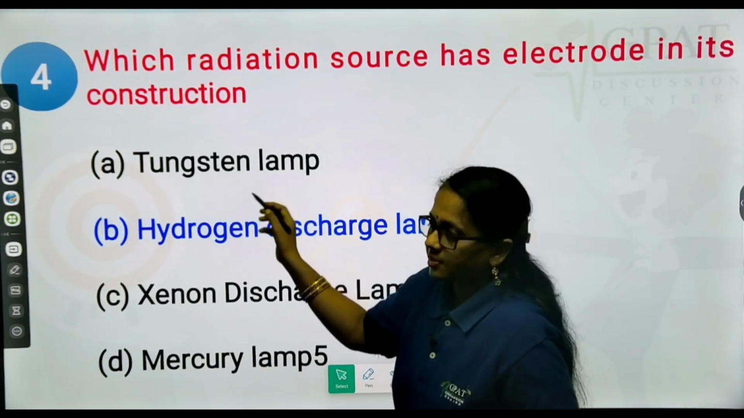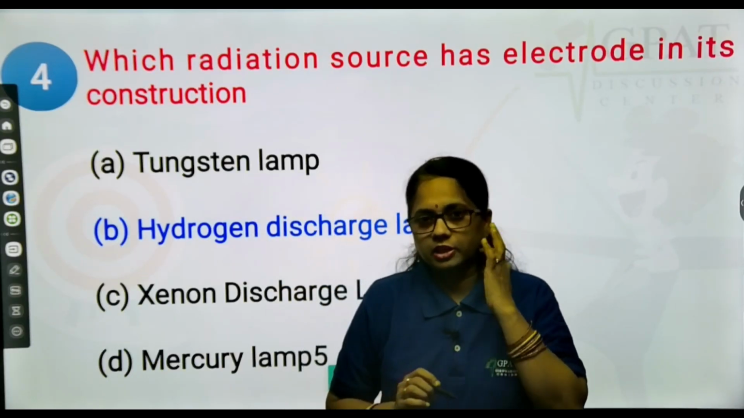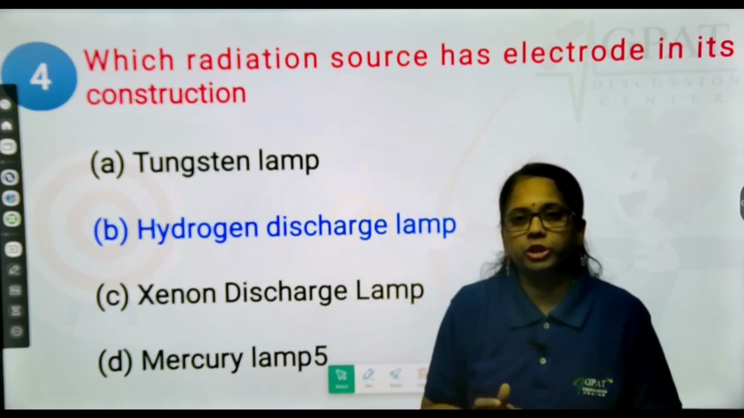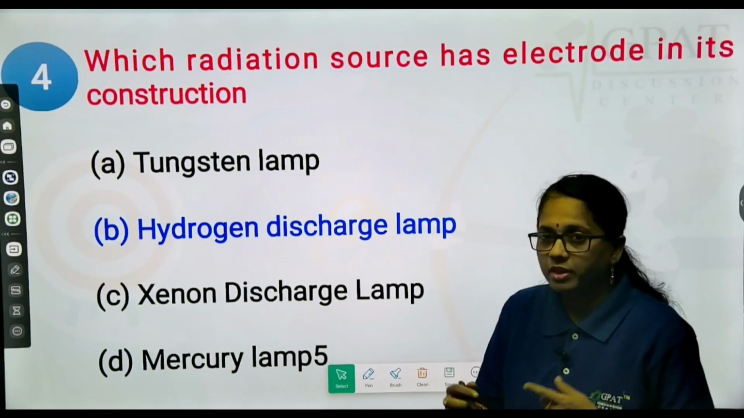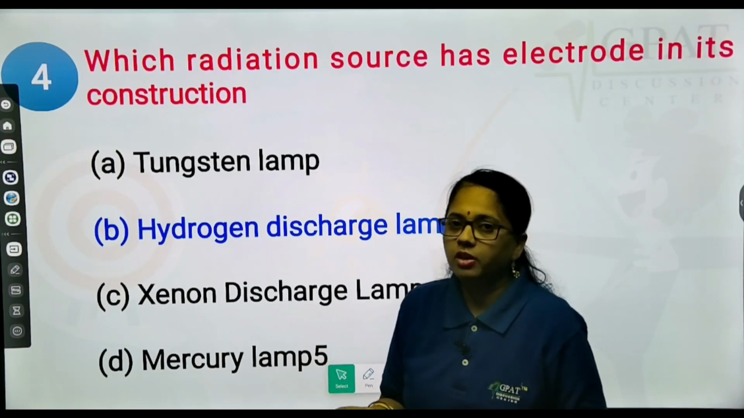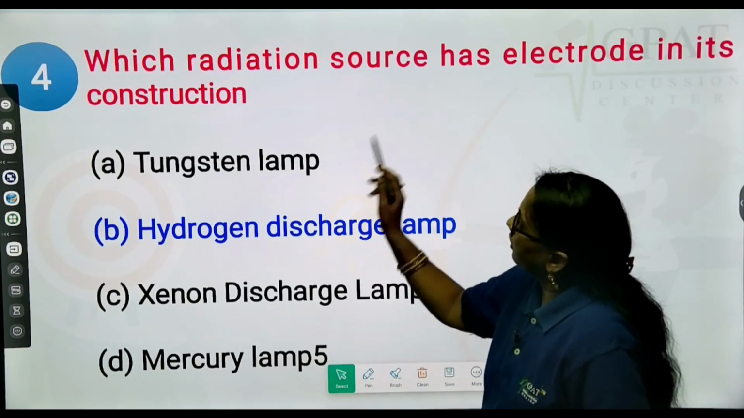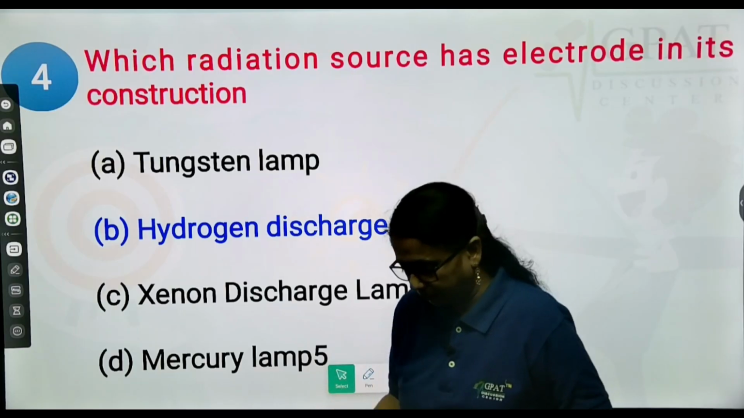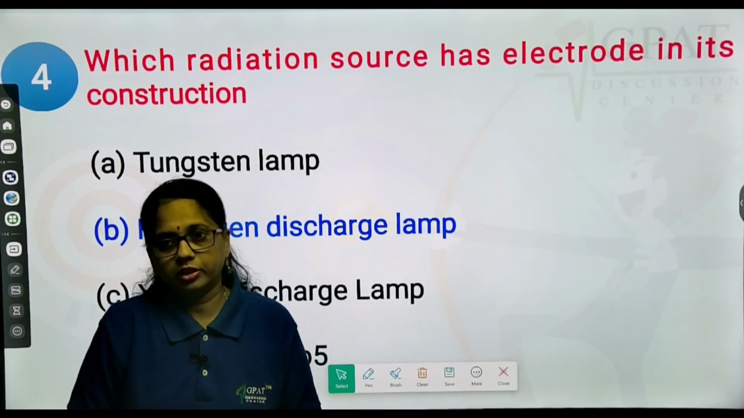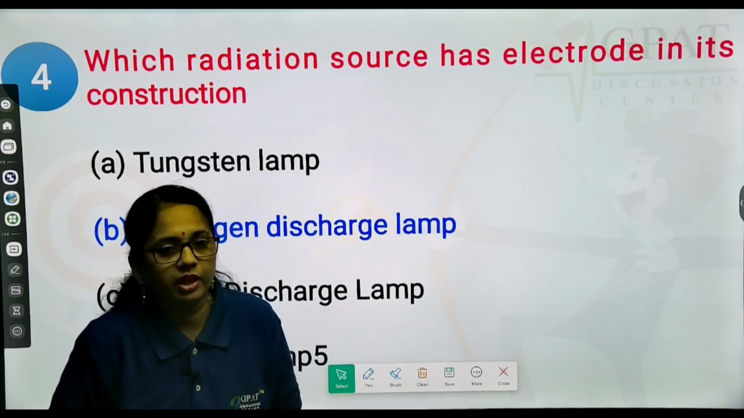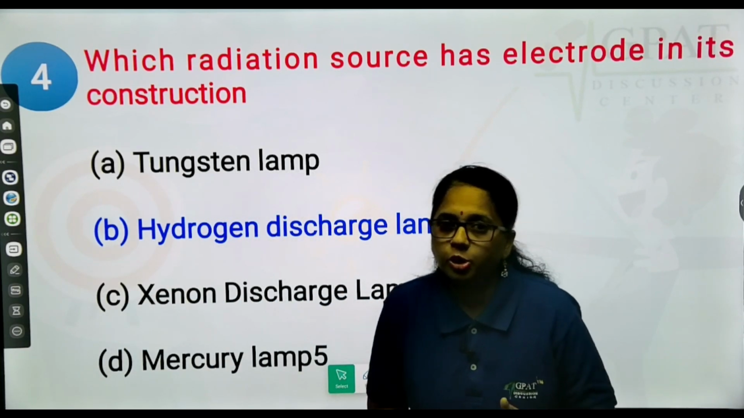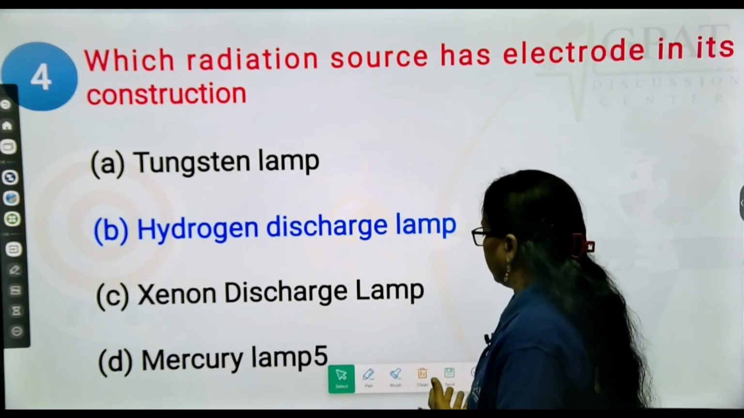Okay. A tungsten lamp means a tungsten element, a small filament like our household bulbs. A xenon discharge lamp means xenon gas is present. A mercury lamp means it is filled with mercury. Only in the hydrogen lamp, hydrogen gas is used, and an electrode is fixed in it. That is the standard hydrogen electrode, which in potentiometry also you might have heard about. Okay. So let us move to the next question.